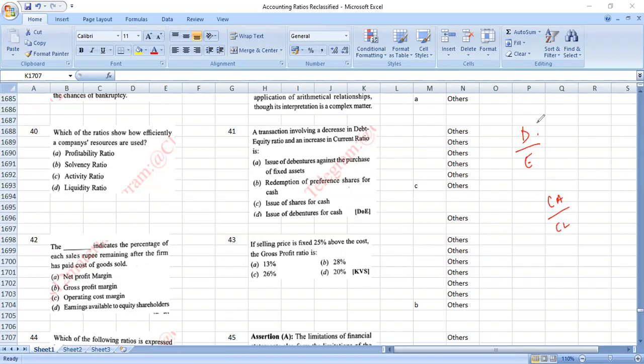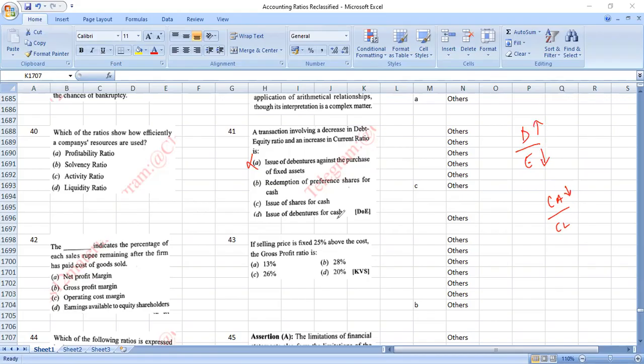In an issue of debentures, debt increases, so debt equity ratio will increase, but you're issuing it for fixed assets, so you're not getting current assets. So current ratio will remain the same. So this is not the correct answer. Redemption of preference shares for cash: when you're redeeming preferences, equity will reduce, so debt equity ratio will increase, but then cash will also reduce, so current ratio will decrease.